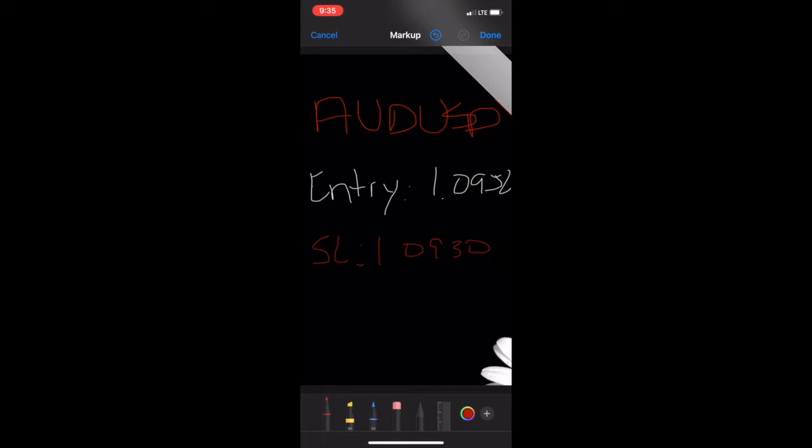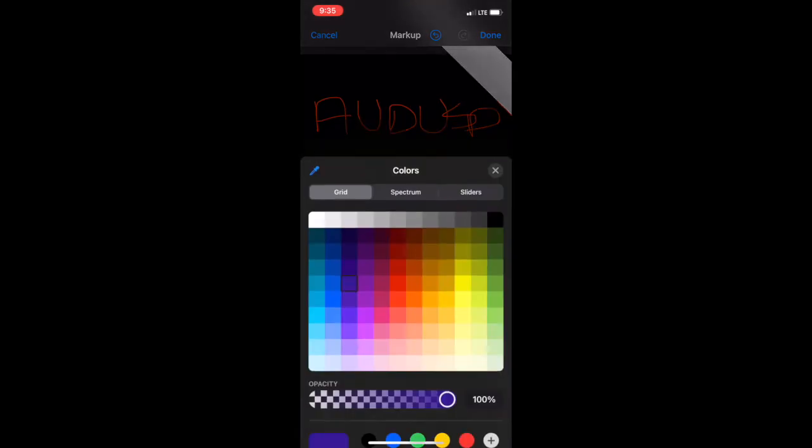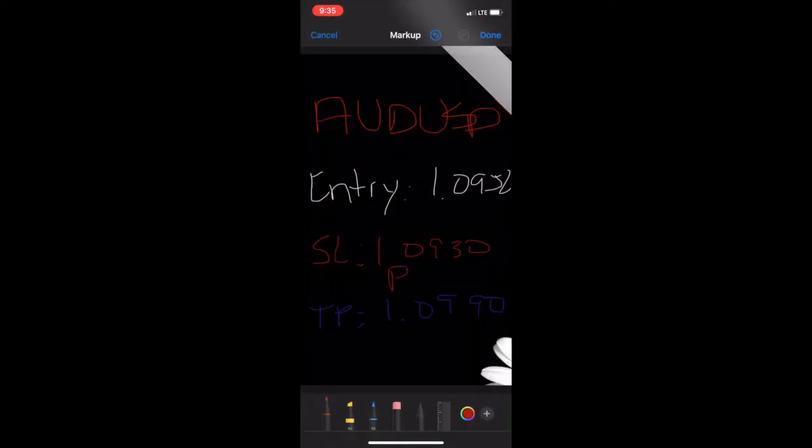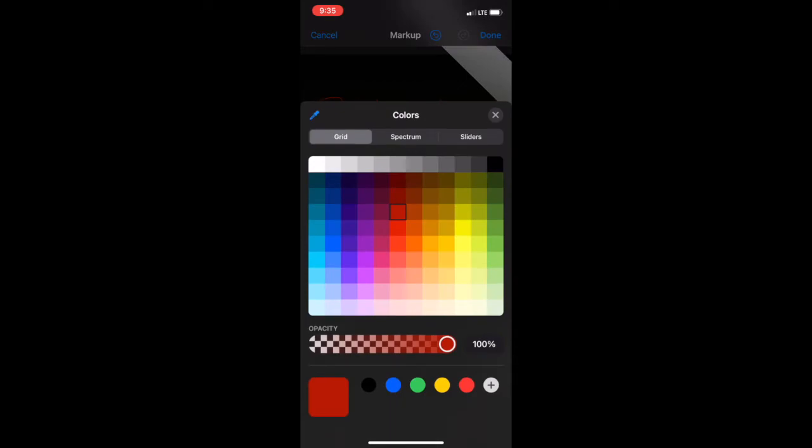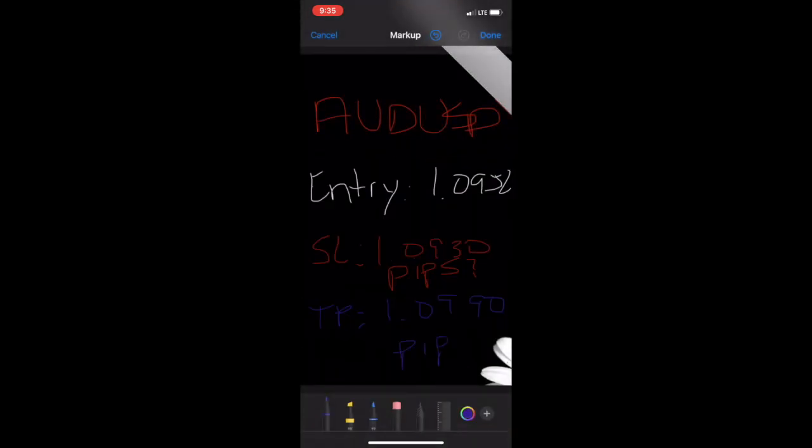So your stop loss would be at 1.0930, and your take profit would be at 1.0990. Please help me indicate where the pips are for the pair AUD USD.